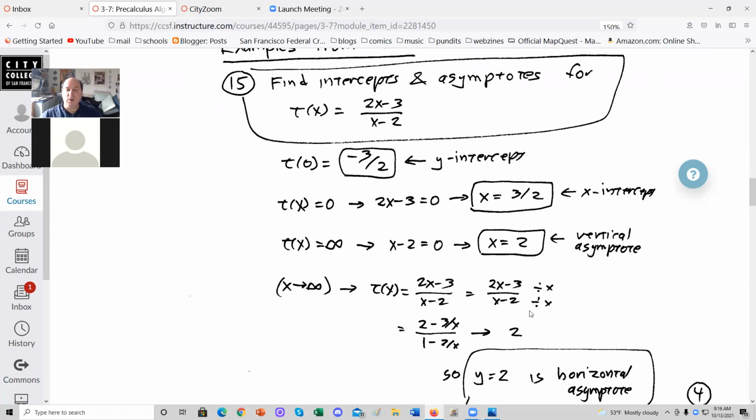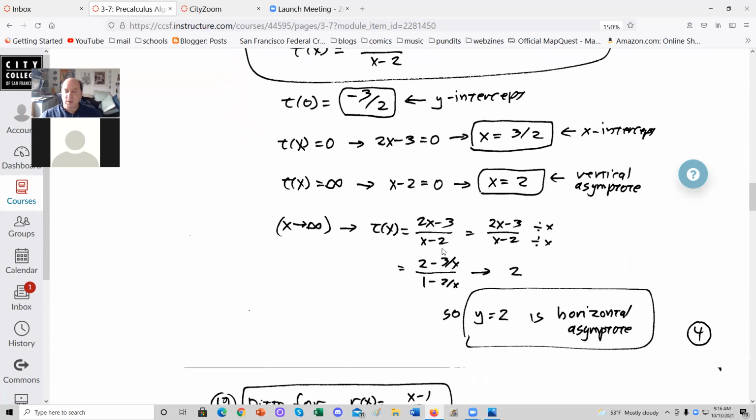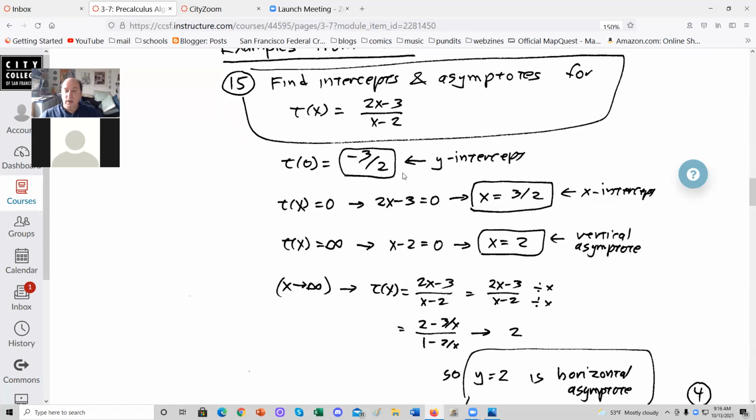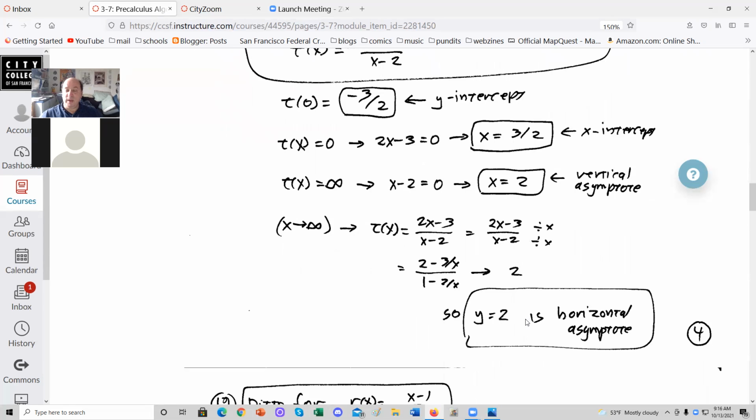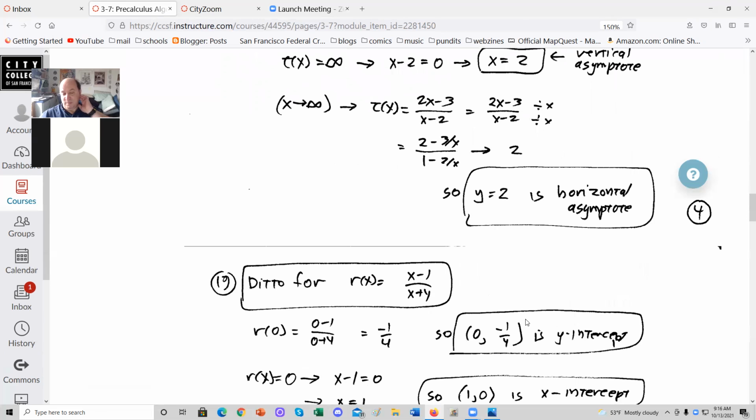And finally, for a horizontal asymptote, we'll let x approach infinity. Then for 2x minus 3 over x minus 2, the trick is to divide numerator and denominator by the highest power, x. And we'll get 2 minus 3 over x over 1 minus 2 over x. As x approaches infinity, the 3 over x and the 2 over x go to 0, and so we're left with 2 over 1, or 2. So the y-intercept is positive 3 halves, the x-intercept is at 3 halves, the vertical asymptote is at x equals 2, and the horizontal asymptote is at y equals 2.